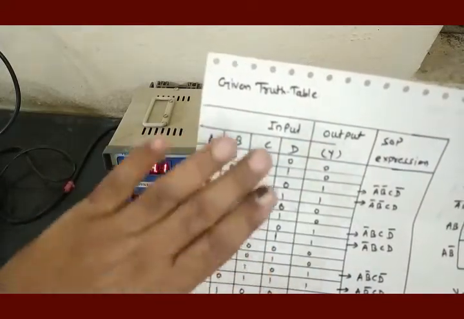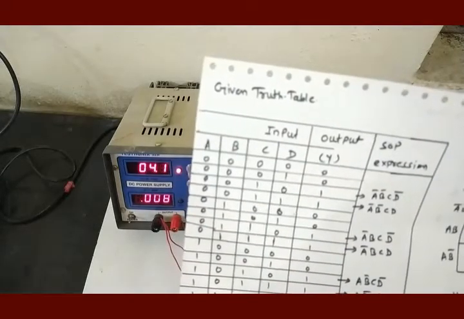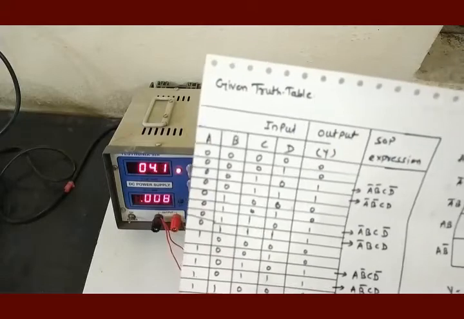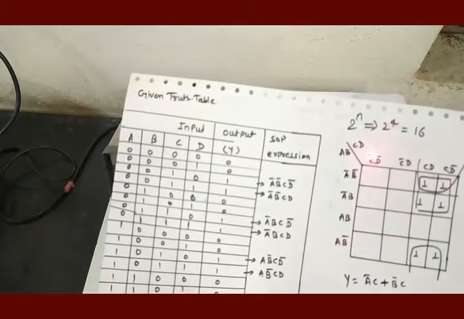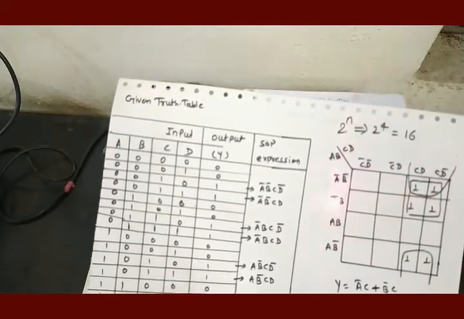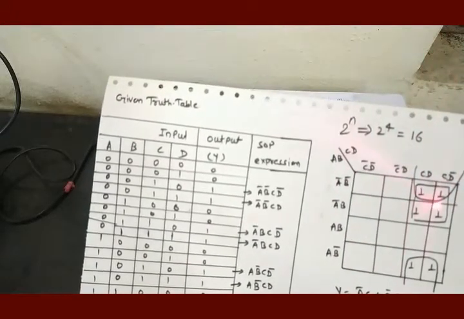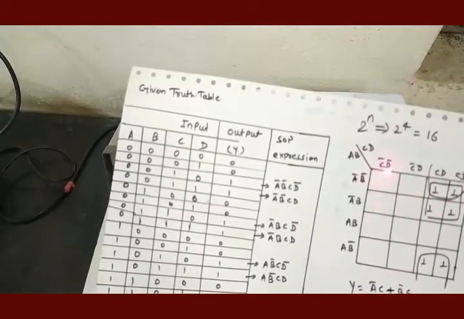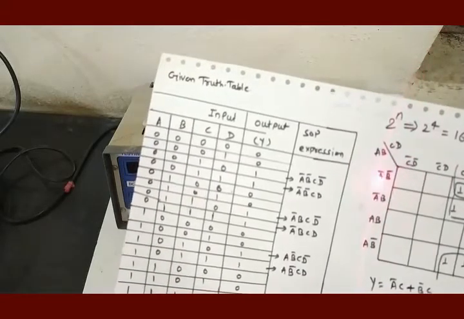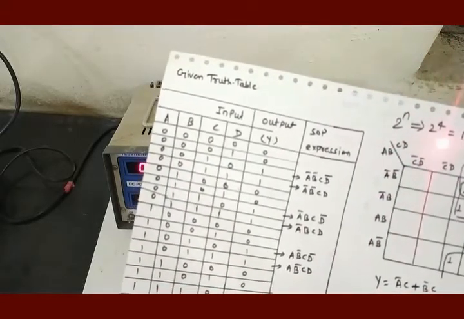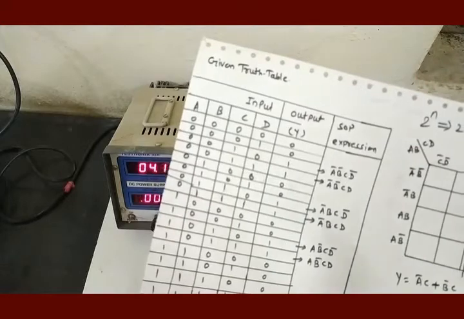The truth table is already provided, inputs and output. You need to write the fundamental products for the ones in the output only. After that, you need to draw this K-map. After drawing the K-map, you have to name each cell. A bar, B bar, A bar, B, A B, A B bar, C bar, D bar, C bar, D, C D, C D bar. Or you can name them as A bar, B bar, C bar, D bar. Both ways. You can consider numbering row wise and then column wise, or column wise and then row wise. Both are allowed.